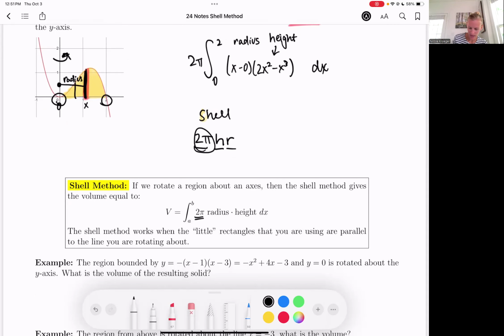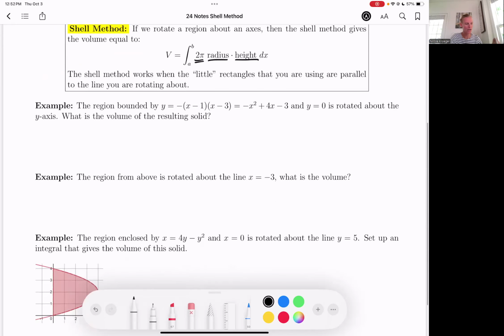So the way that the shell method works in general, and it's down here, is that we're going to do 2 pi times a radius times a height. And we're going to get this when the little line segments that we're rotating are parallel to the line I'm rotating about. Okay, so let's jump into a few more examples here just to see how this works. So this next one, we need to graph that region.